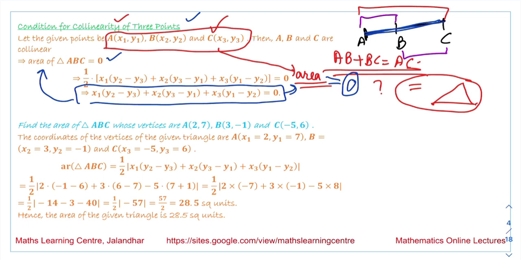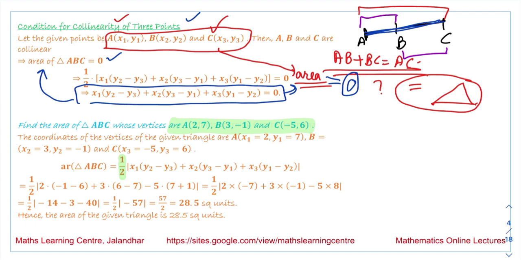Next we have the questions based upon these formulas. The first question is to find the area of the triangle ABC whose vertices A, B and C are given. These are the 3 vertices of the triangle. So we just have to substitute these values in the formula of the area.